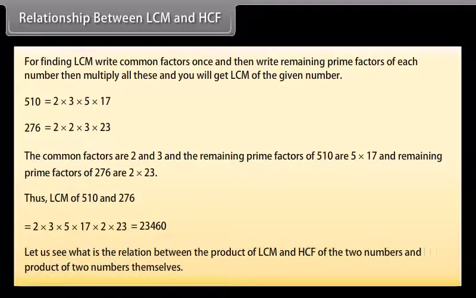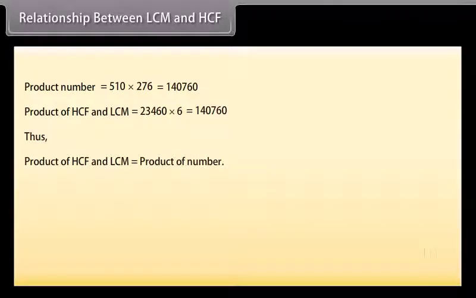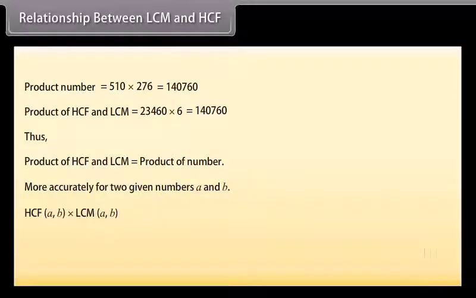Let us see what is the relation between the product of LCM and HCF of the two numbers and the product of the two numbers themselves. From the above discussed example, the product of the numbers is equal to 510 into 276, which equals 1,40,760. Product of HCF and LCM is equal to 23,460 into 6, which is 1,40,760. Thus, product of HCF and LCM is equal to product of numbers. More accurately, for two given numbers a and b, HCF(a, b) into LCM(a, b) is equal to a into b.